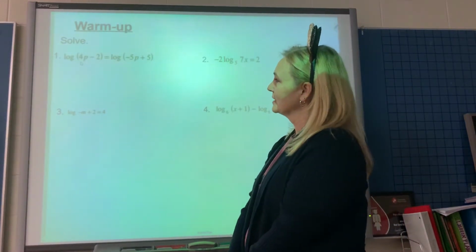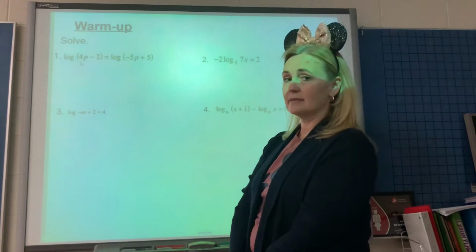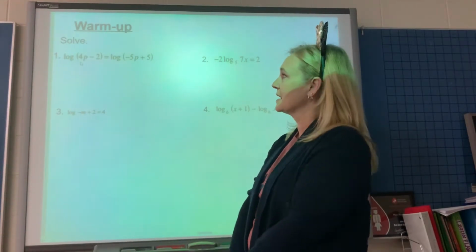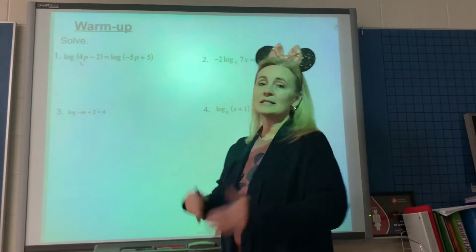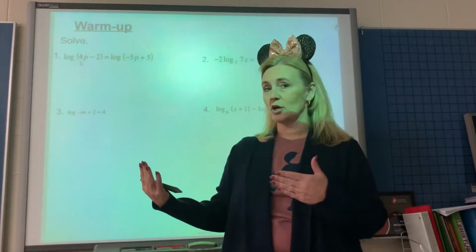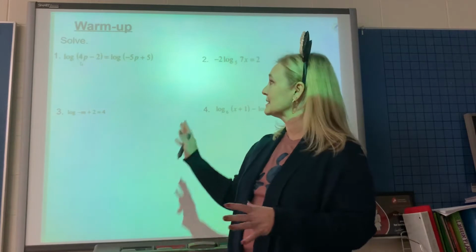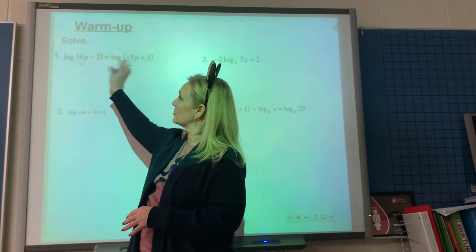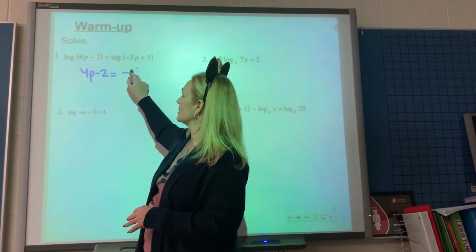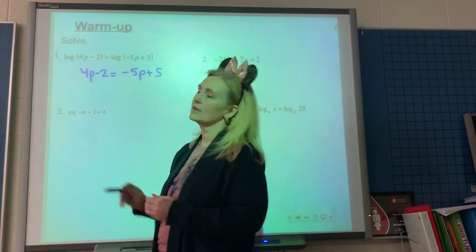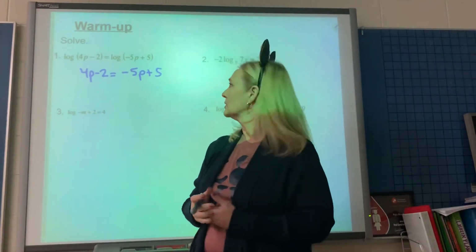The first one, the log base 10, there's no number there, which means it's base 10, of 4p minus 2 is equal to log of negative 5p plus 5. Since both sides have log, and they're both base 10, that means this part has to also be the same. So 4p minus 2 has to be equal to negative 5p plus 5.